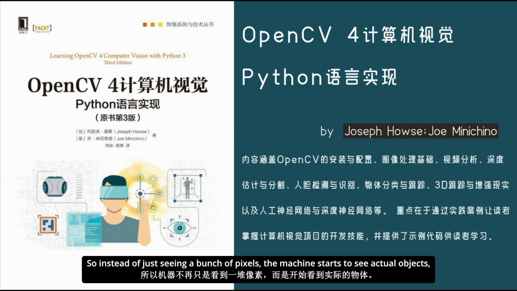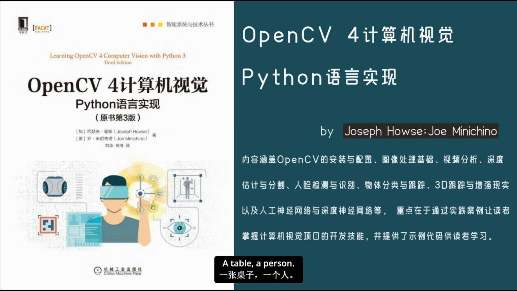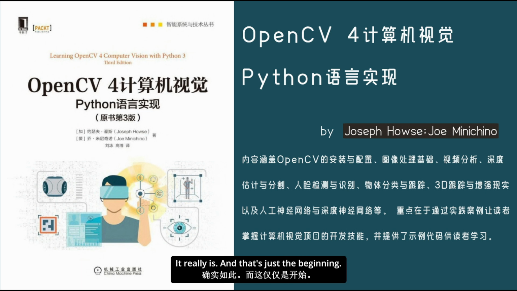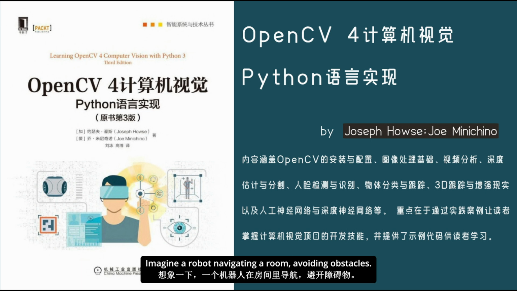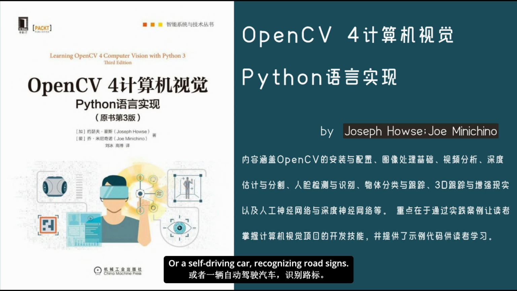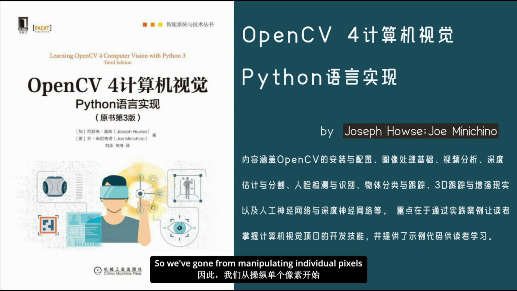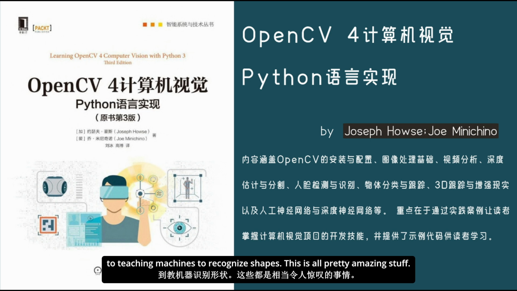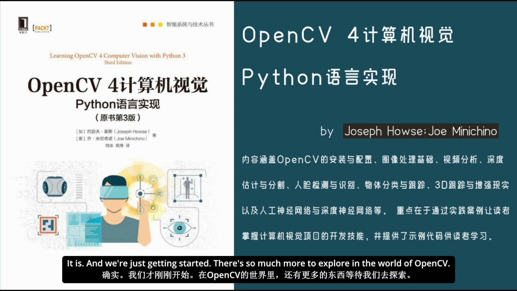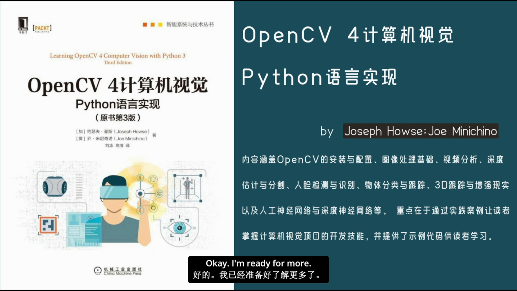So instead of just seeing a bunch of pixels, the machine starts to see actual objects, like a chair, a table, a person. That's incredible. It really is, and that's just the beginning. Imagine a robot navigating a room, avoiding obstacles, or a self-driving car recognizing road signs. All of that starts with understanding the fundamental shapes that make up our world. So we've gone from manipulating individual pixels to teaching machines to recognize shapes. This is all pretty amazing stuff. It is, and we're just getting started. There's so much more to explore in the world of OpenCV. Okay, I'm ready for more.